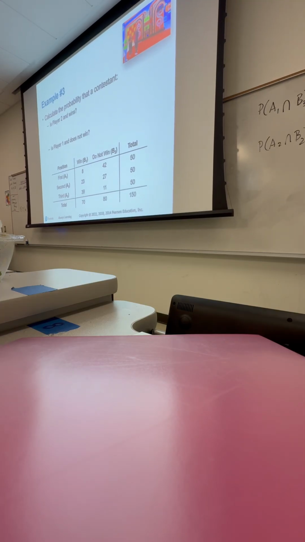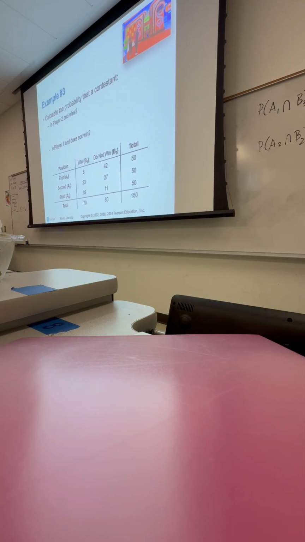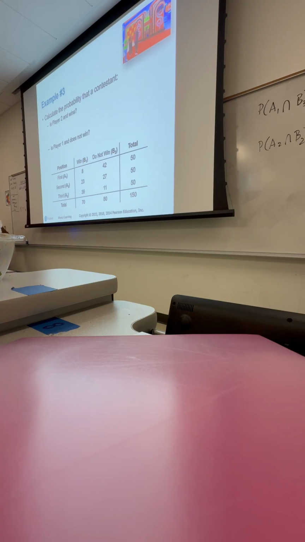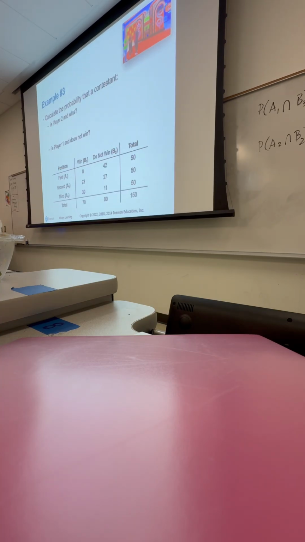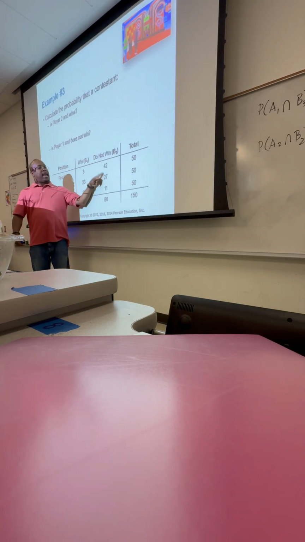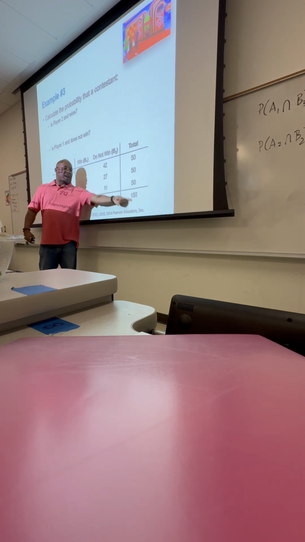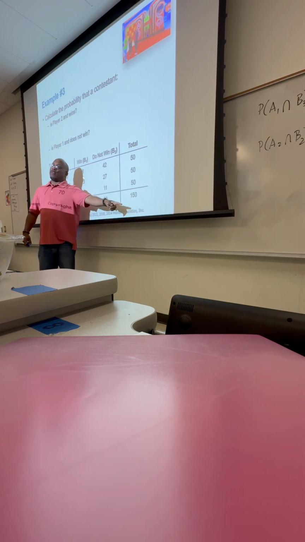Calculate the probability that a contestant is player 2 and wins. Okay? Now, because these are counts, you can convert them to something like this. You can convert them to proportions by simply taking each of these counts or frequencies and dividing by the grand total. Is everybody with me so far?